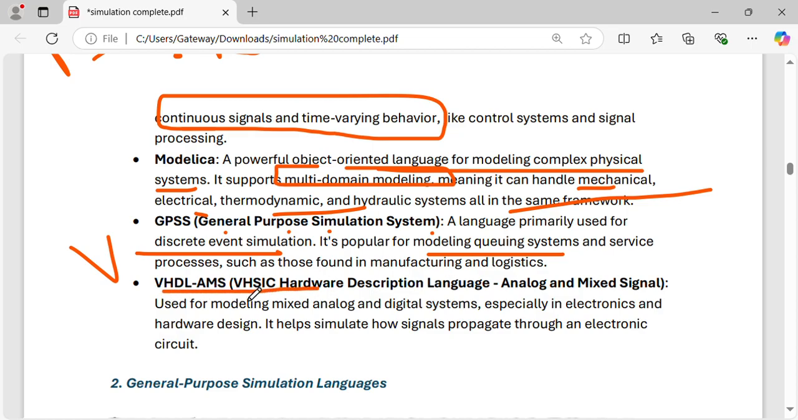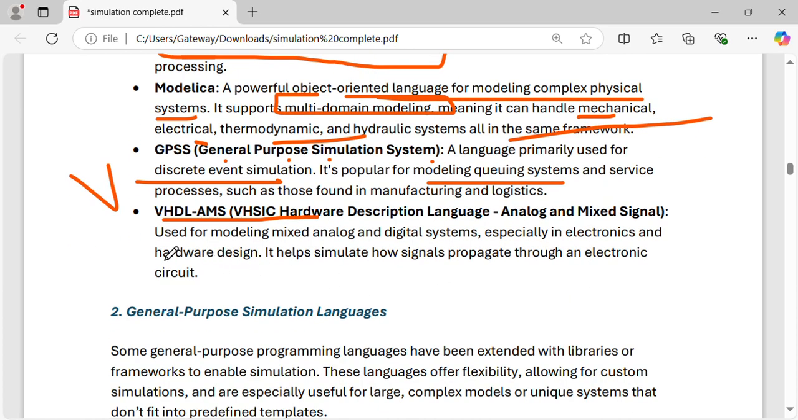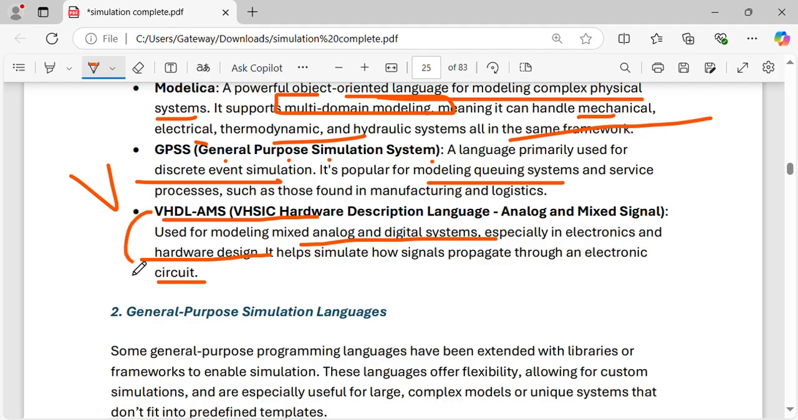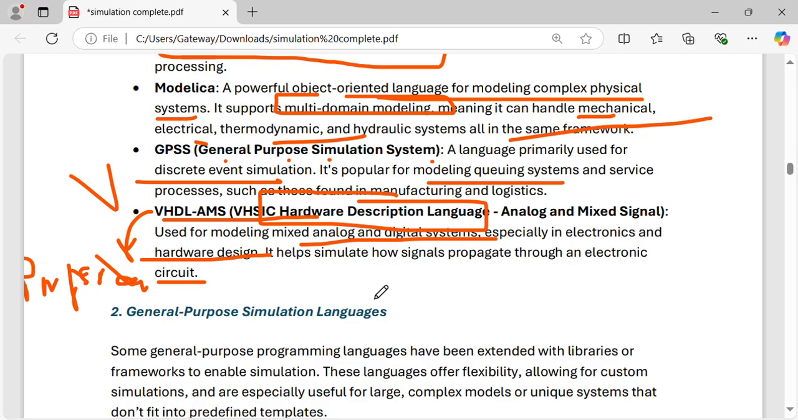VHDL-AMS: VHSIC Hardware Description Language, Analog and Mixed-Signal. Used for modeling mixed analog and digital systems, especially in electronics and hardware design. It helps simulate how signals propagate through an electronic circuit. So they're basically for the physical, electronics part. But the big thing is the name here, VHDL-AMS, VHSIC Hardware Description Language. You can just remember that this is something you can use. There's also some hardware description language that you can use, right?